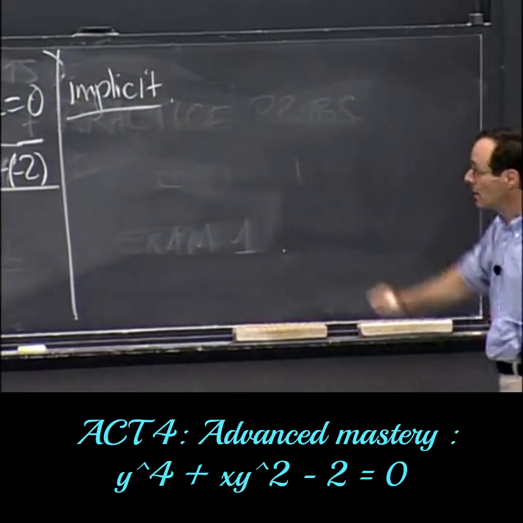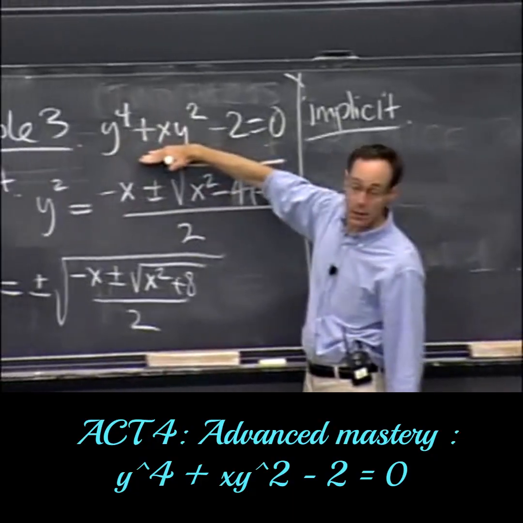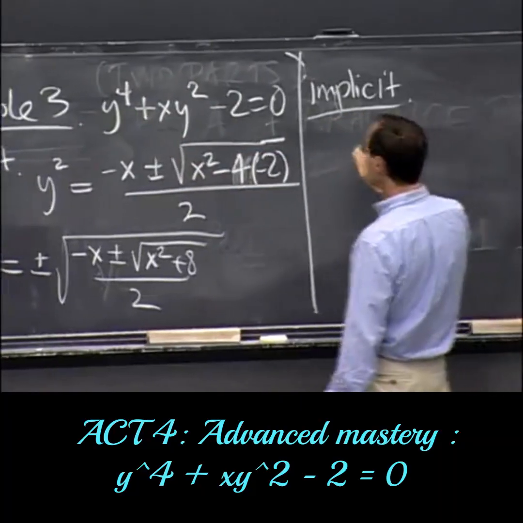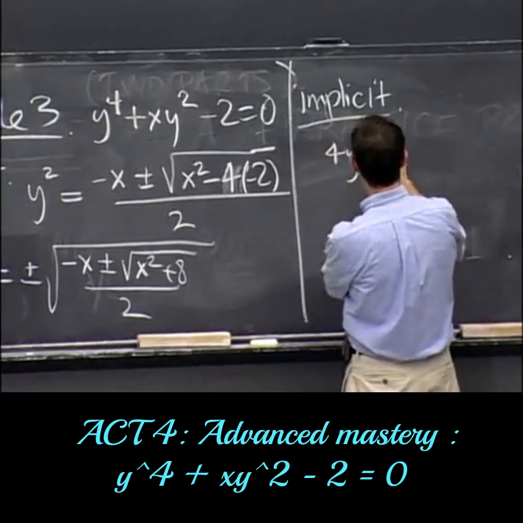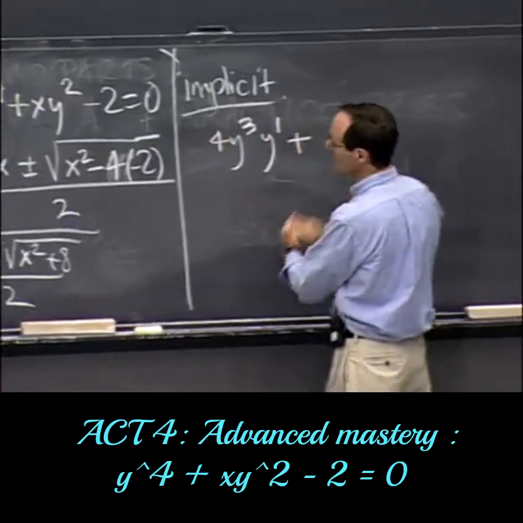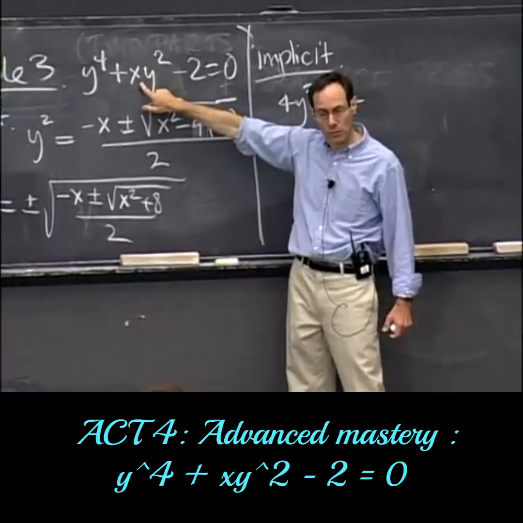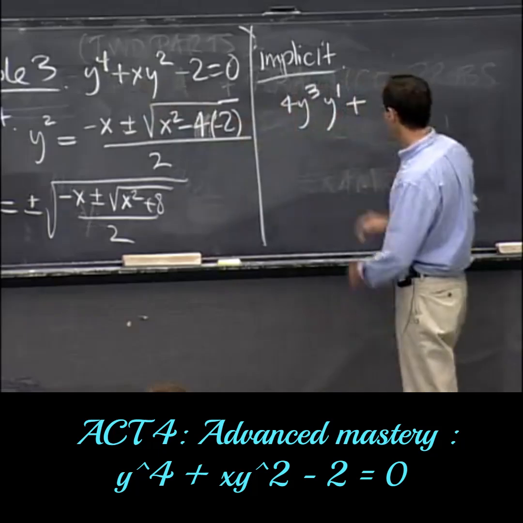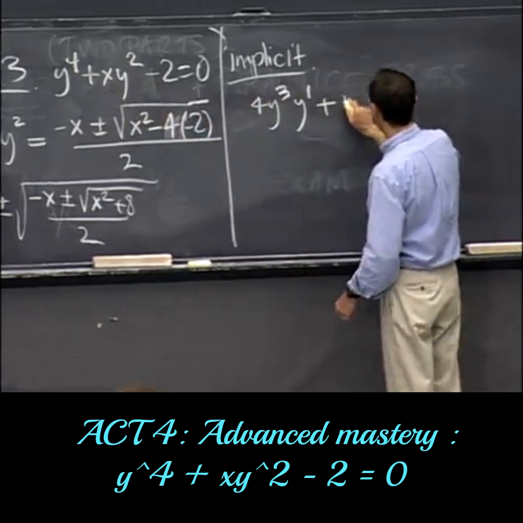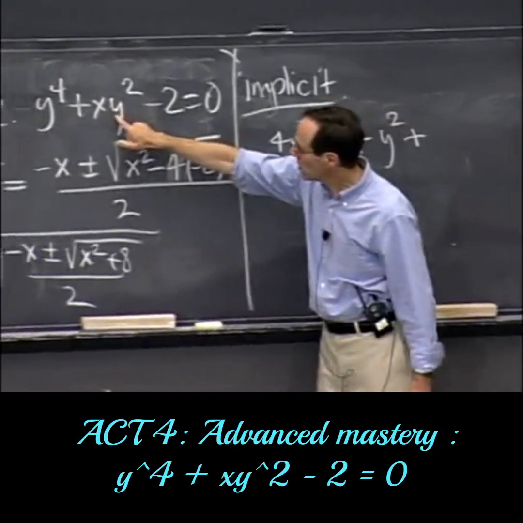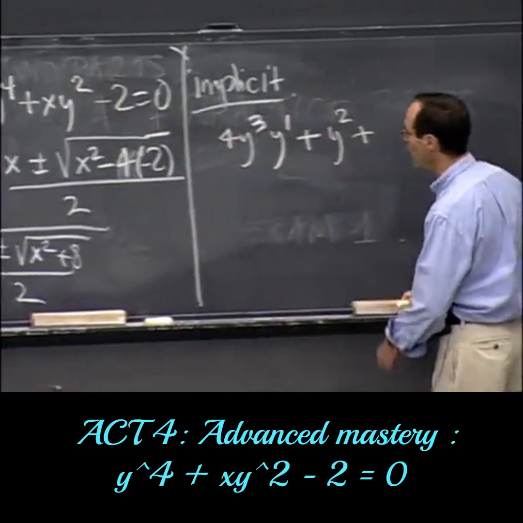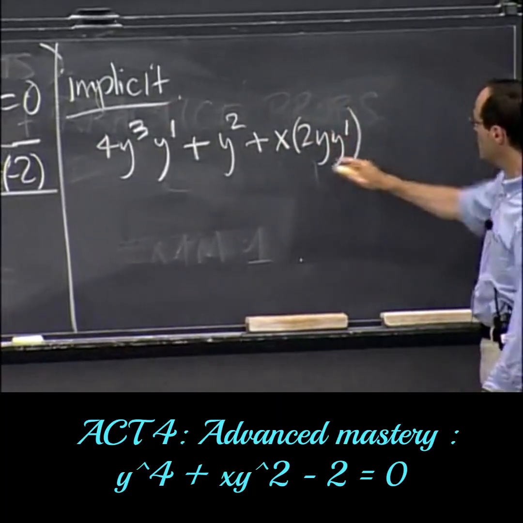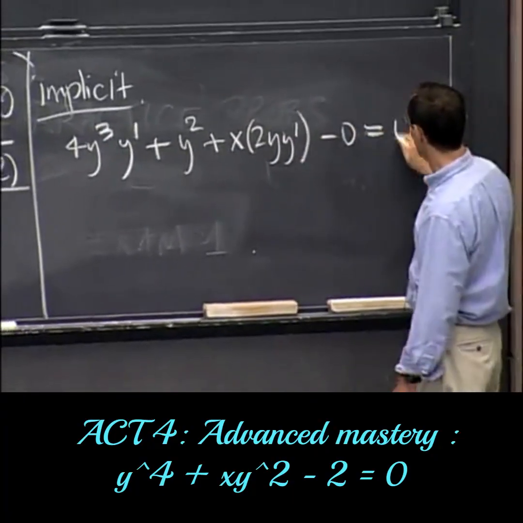So the implicit method just says, okay, I'll leave the equation in its simplest form and now differentiate. So when I differentiate, I get 4y cubed y prime plus, now here I have to apply the product rule. So I differentiate the x and the y squared separately. First, I differentiate with respect to x, so I get y squared. Then I differentiate the y squared factor, and I get x times 2y y prime. And then the 0 gives me 0, so minus 0 equals 0.